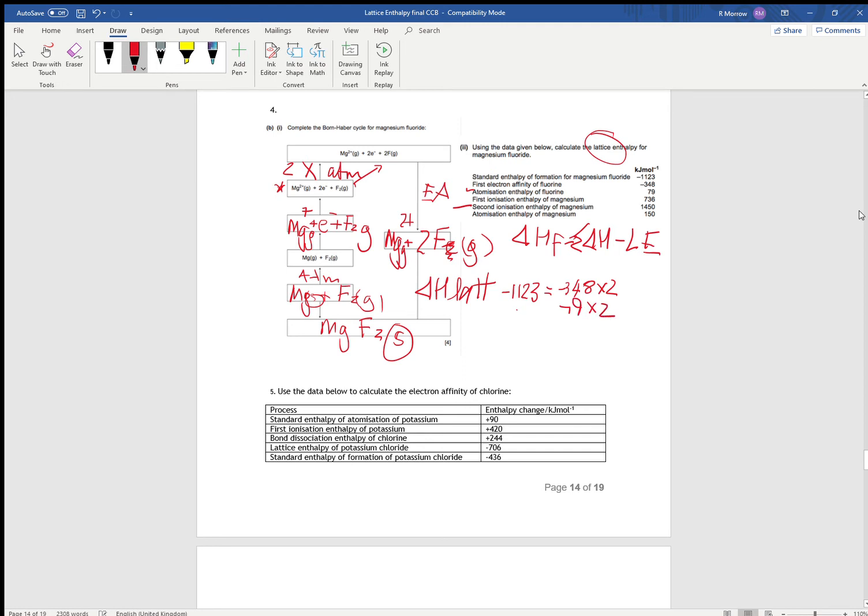Remember, atomization is only 1 mole of gaseous atoms being produced. First ionization energy of magnesium, 736. It's just fine on its own. Second ionization energy of magnesium is 1450, and then the atomization of magnesium is 150. It's just 1 mole of magnesium getting atomized. I don't need to do anything to that. Plus 736, plus 1450, minus 2 times 348. Oh, syntax error, never good.